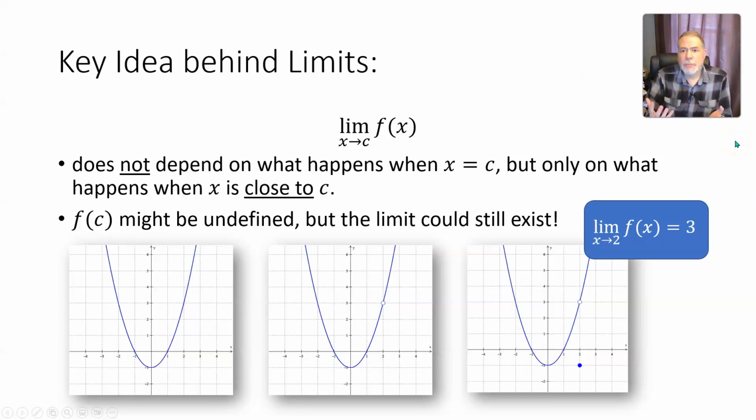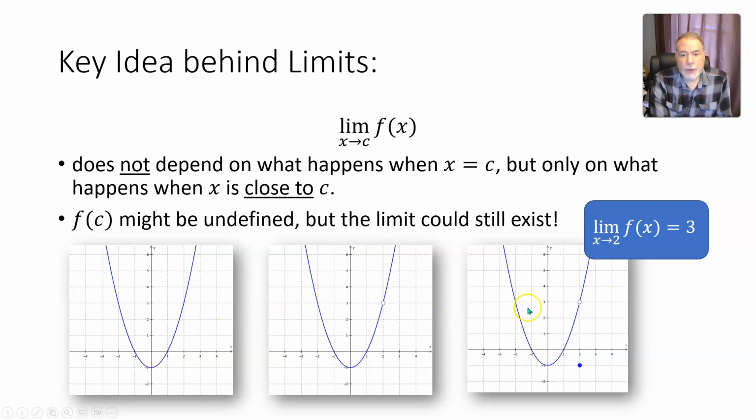So, if you've watched my other videos about limits, or you've just studied limits elsewhere, you know that the key idea behind limits is that the limit, as x approaches some particular number, does not depend on what happens when x equals that number, but only on what happens when x is close to that number.